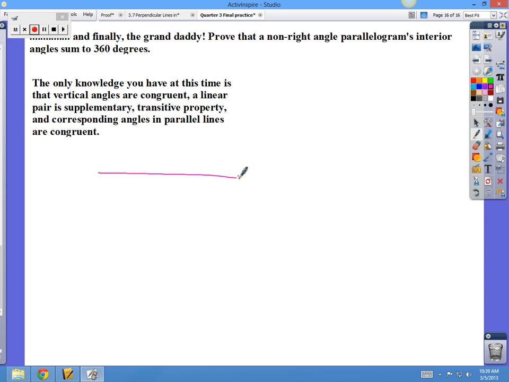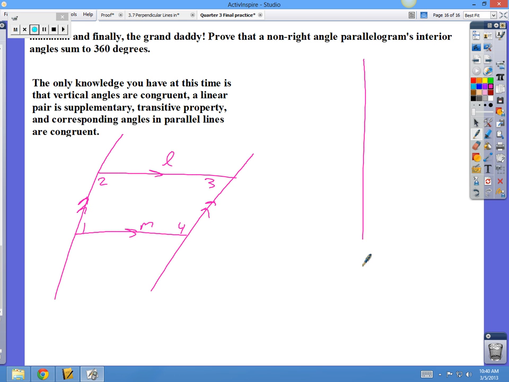Alright, so a parallelogram. Call this line L, call this line M. And I'm going to say angles 1, 2, 3, 4. L is parallel to M, and these two lines are also parallel. So here's what I want to show. Angle 1, add angle 2, add angle 3, add angle 4 equals 360. So, statements, reason. I want to show that all those 4 angles add and equal 360.